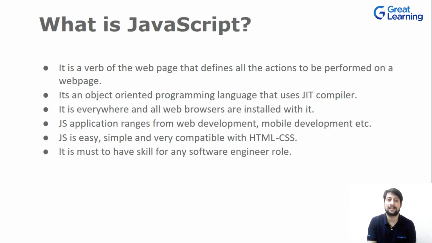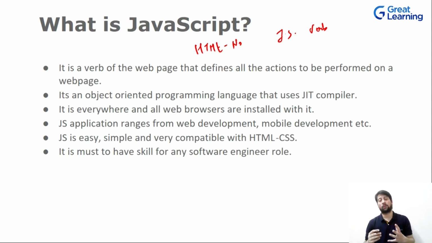Now let's try to understand what this JavaScript is. It is the verb of a web page. Now, if HTML is the noun, right, HTML is the noun, then JS is the verb. That means any actions that you perform on a web page, you are using JavaScript. So any actions, right? If you click on this, what should happen? If you click on this, should its size increase or should it vanish? Any actions that you perform, okay?